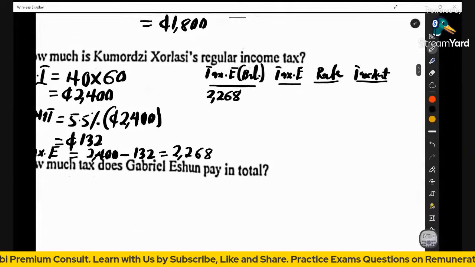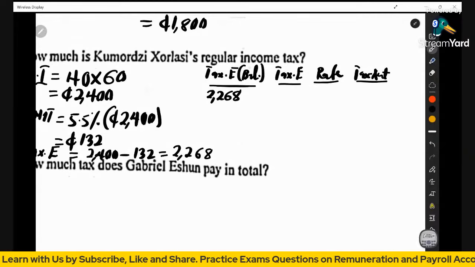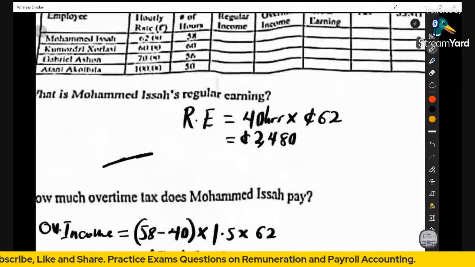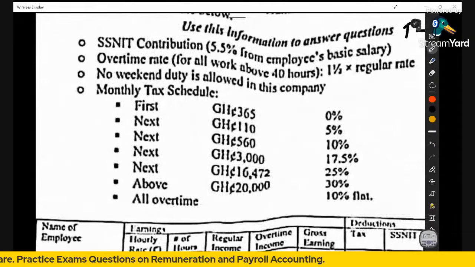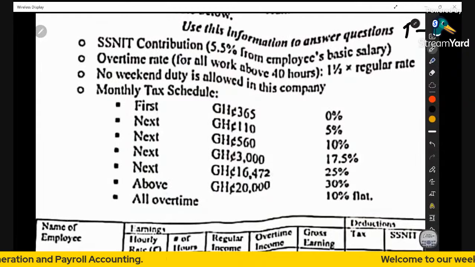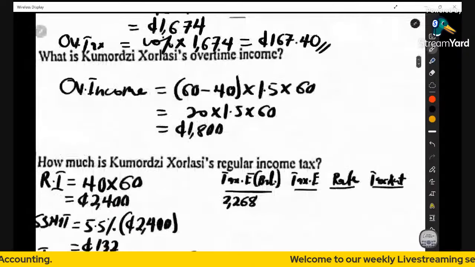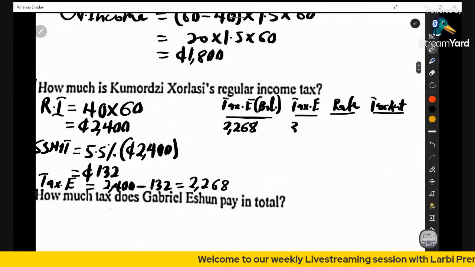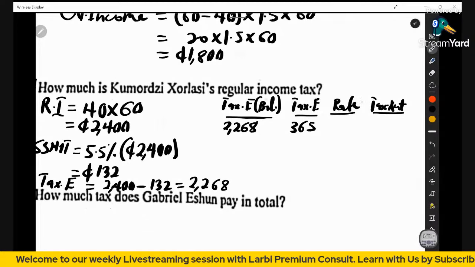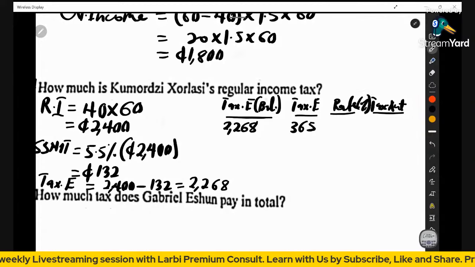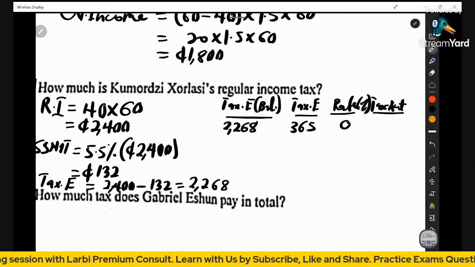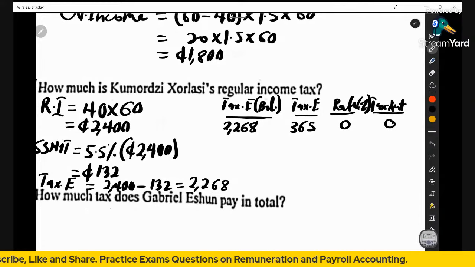So this is what we're going to do. We will say that that's going to be at the column for the taxable earning. The taxable earning is the amount we're going to apply the tax on. These are what I refer to as taxable earnings. So in this particular case, we will have 365. And what is the rate? The rate here is 0%. So 0% multiplying 365 is 0. So here the tax amount is 0. Tax free.